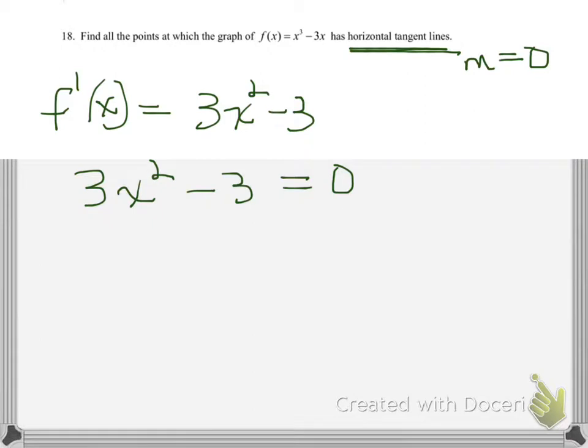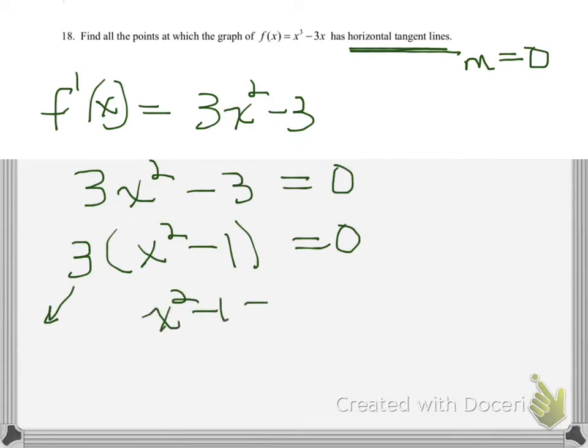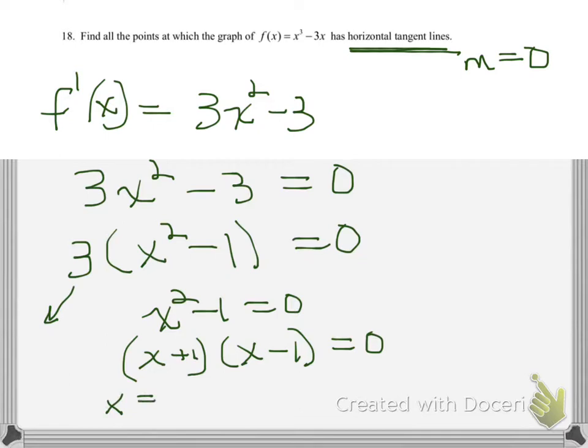So, what I could do is, x squared minus 1 equals 0. So what did I do? I factored out a 3. 3 can never equal 0. That's a number. So where does x squared minus 1 equal 0? Well, can't I factor that also? Isn't that x plus 1 and x minus 1? So set those equal to 0, and I'm getting x equals 1 and x equals minus 1.